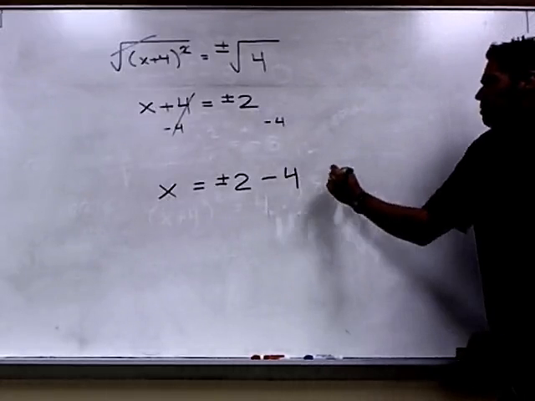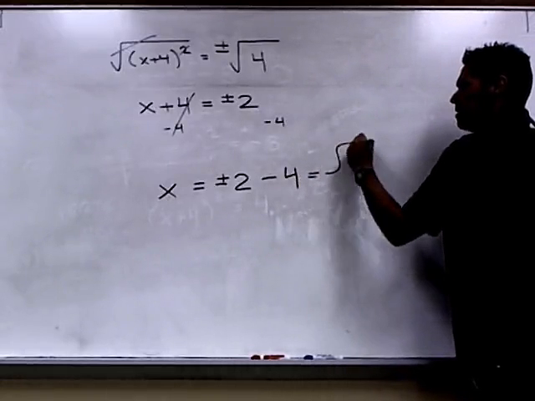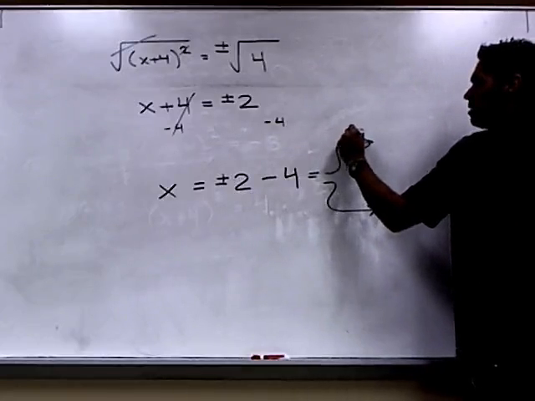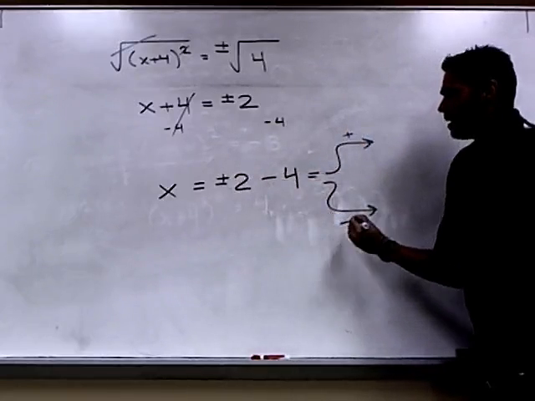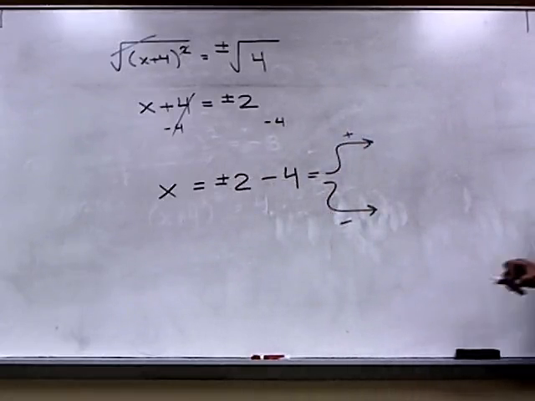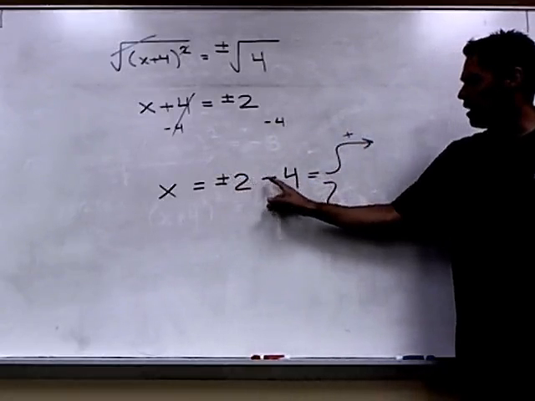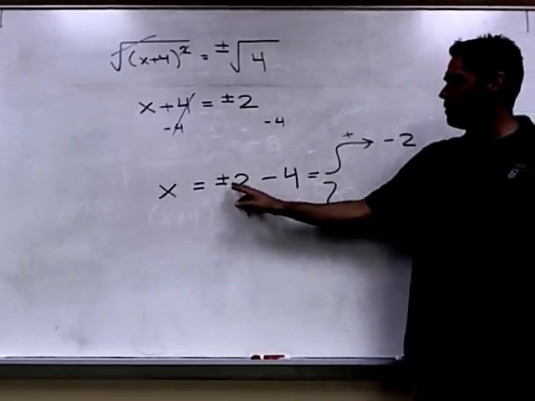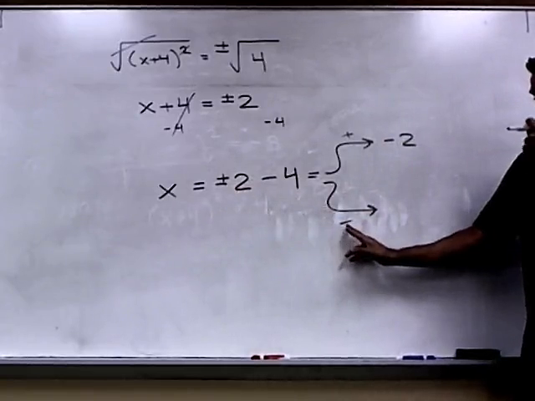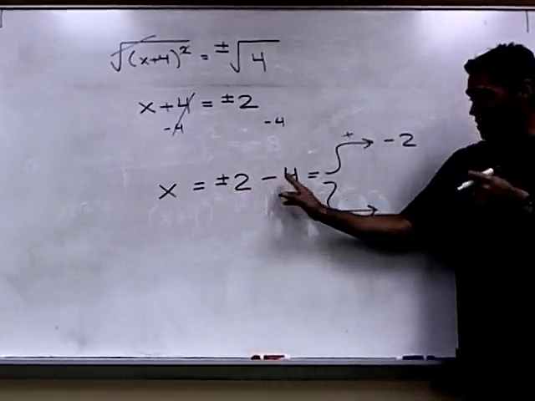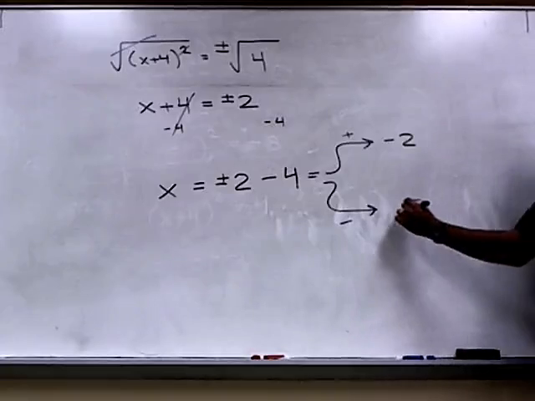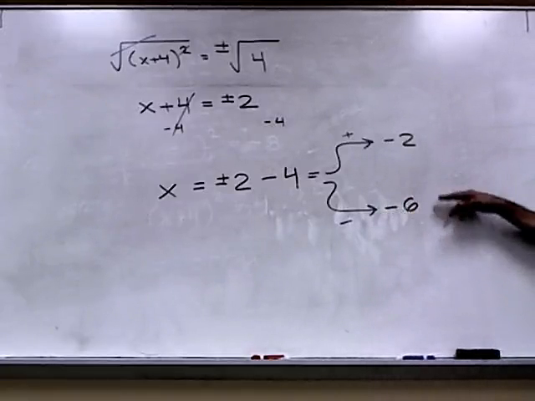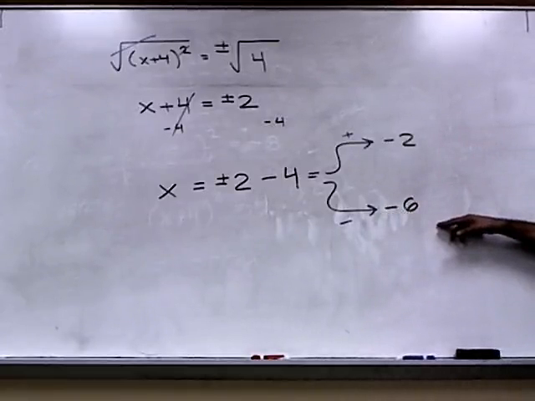Now what I'd like is for everyone to realize that this generates two different answers. I get one answer if I use the plus, and I get another answer if I use the minus. What if it's plus 2? What's plus 2 take away 4? Negative 2. And then what's negative 2? So I'm treating the 2 as a negative now. Negative 2 minus 4 is going to give us what? Negative 6. These are the two places that we hit our x-axis, at negative 2 and negative 6.